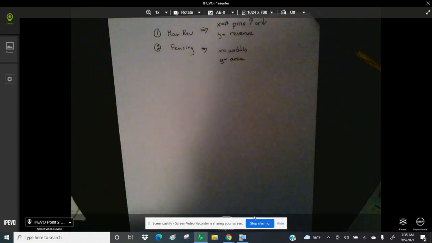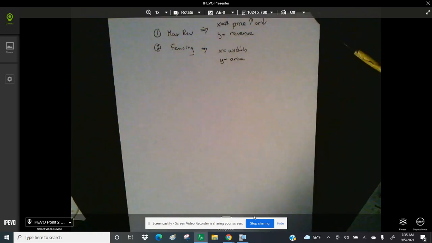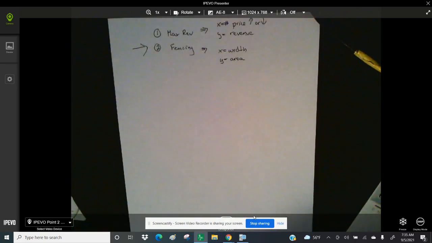I'm going to post the answer to quad 10 number 9, I believe, I'm not sure. But that's going to be an example of one of the fencing problems, so you can take a look at that. I'll do one of the revenue problems here, and then you can see how each one is done.